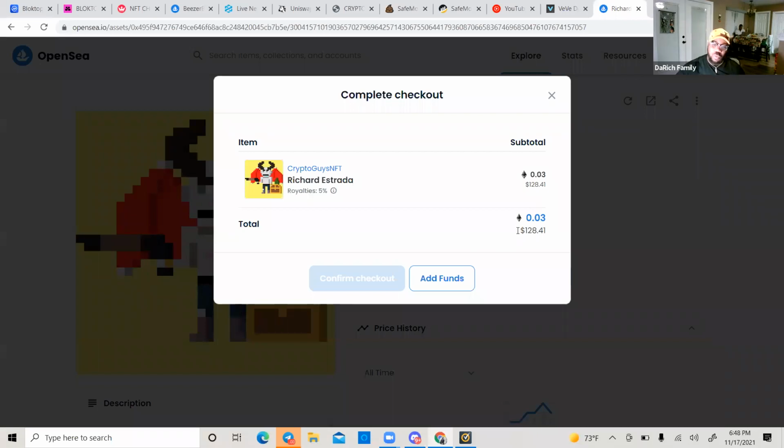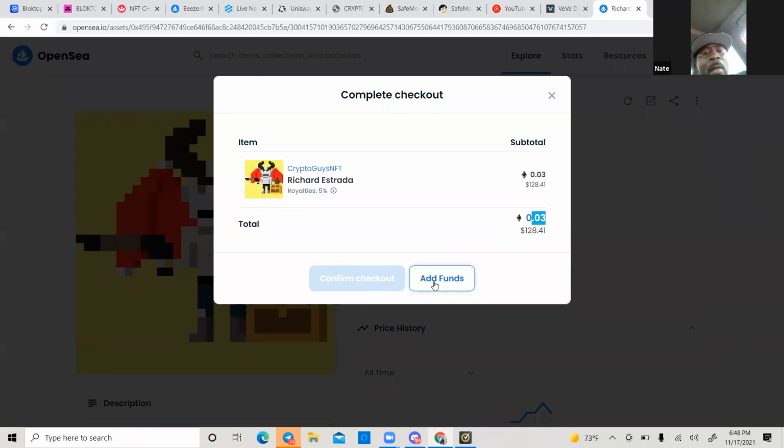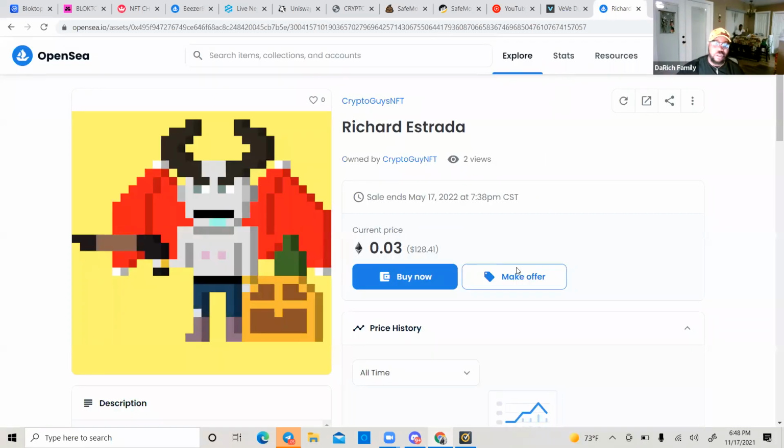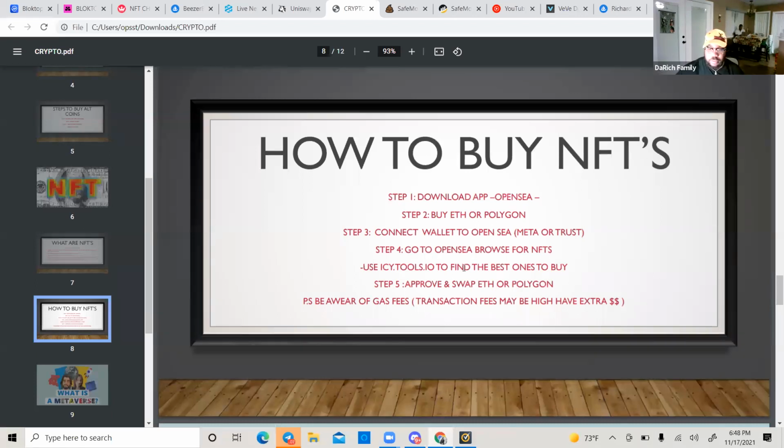And it's telling me exactly what my total is. I have 0.03 Ethereum total. That's it. And then all I got to do is make sure my funds are there and I'm good to go. And then the NFT shows on your profile and you're good to go in reference to that. So far, does everybody understand how easy it is to purchase NFTs? Let me know if you have any questions. Yes. Yes, sir. Yes. Okay, cool, perfect.